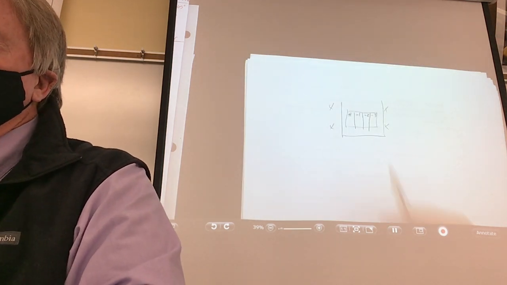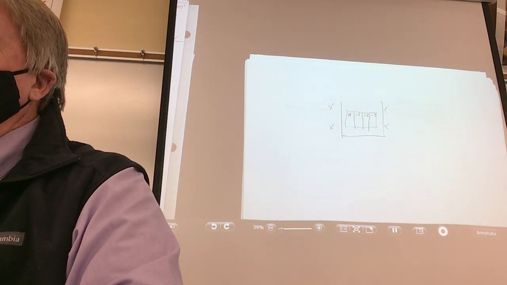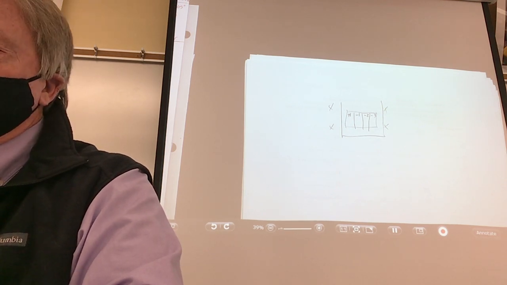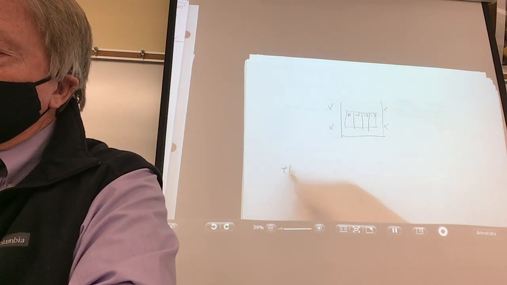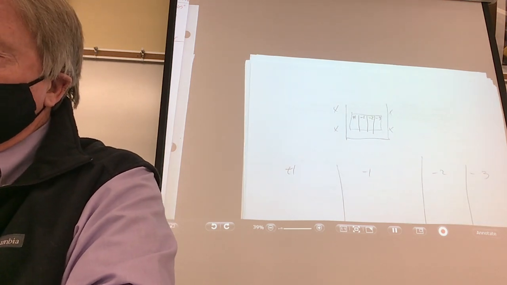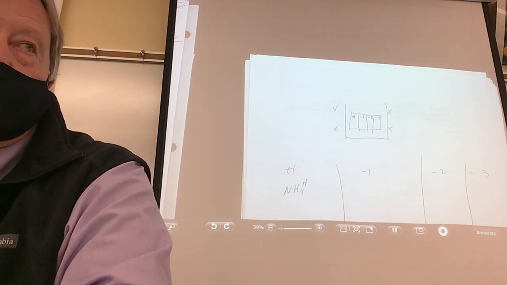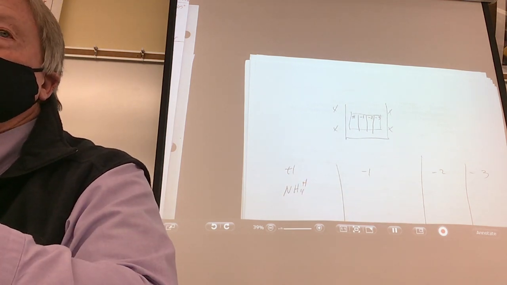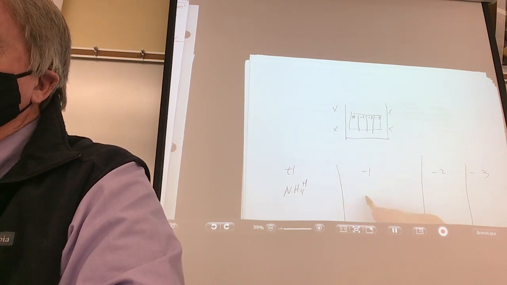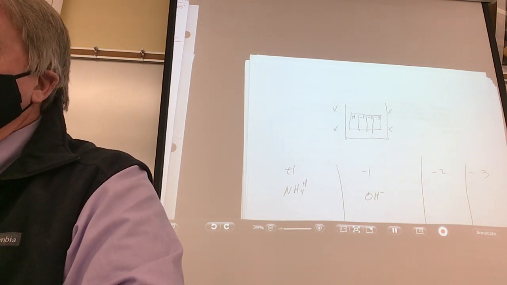And here's the way you do it. Everybody has a different colored whiteboard pen. You say, all right, Max, you start. And Max says, I want to win this game. I'm going to put one there that's really easy. So here's what Max does. There's +1, -1, -2, -3. Max does NH4 +1, and he says, ammonium. The judge says, correct. Now it's the next person's turn. The next person says, hydroxide. Correct.